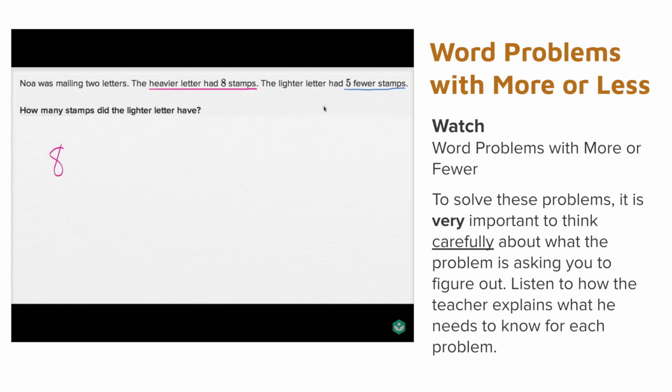So do we know how many the lighter letter has? Well, not immediately. That's what they're actually asking us. How many stamps did the lighter letter have? But it's 5 fewer. 5 fewer than what? 5 fewer than 8 stamps.